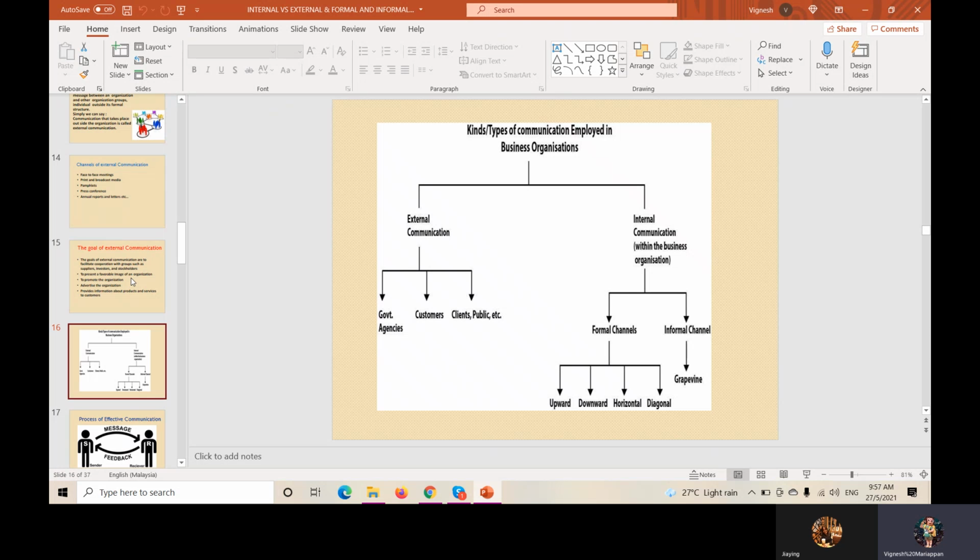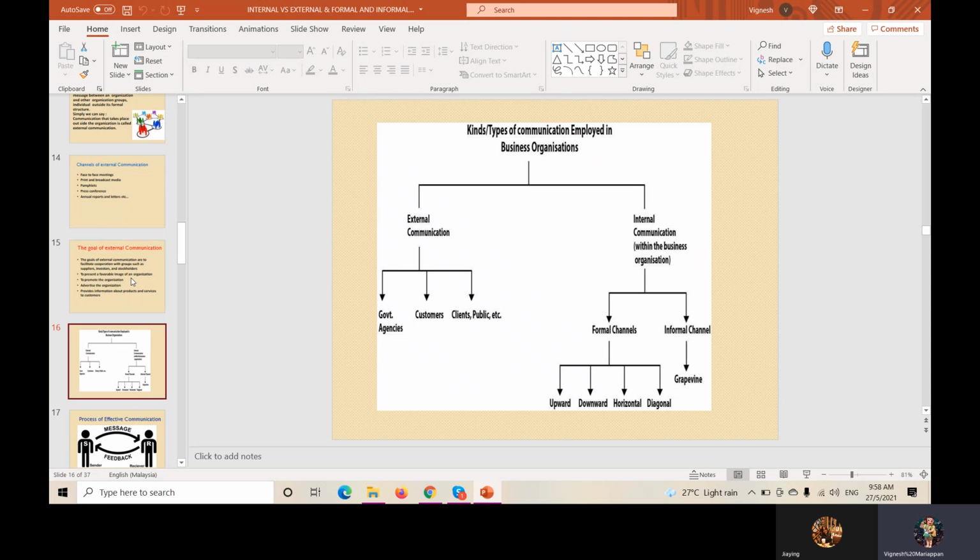communication. Okay, internal communication, as I told earlier, is within the organization but can be categorized into two: formal and informal. Teacher said internal communication means communication within, right? But in it we also have two types. One is formal communication, one is informal communication. For the formal one, we have four categories: upward, downward, horizontal, and diagonal. And then the informal, we have the grapevine.